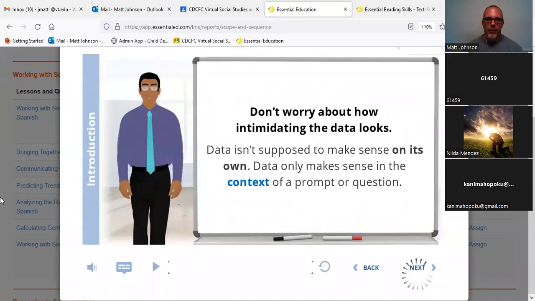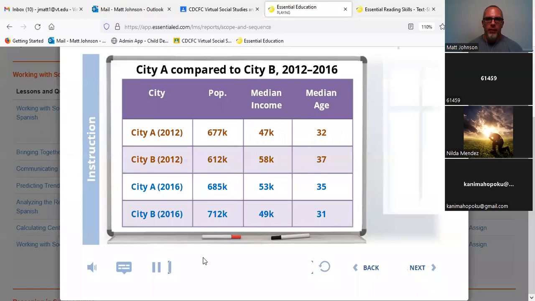Look at this table. It compares data for 2 different cities. The table also gives 2 years' worth of information, so you can compare the cities over time. By itself, this data doesn't really mean anything. It's just raw information without any context. I need a prompt to make sense of it.